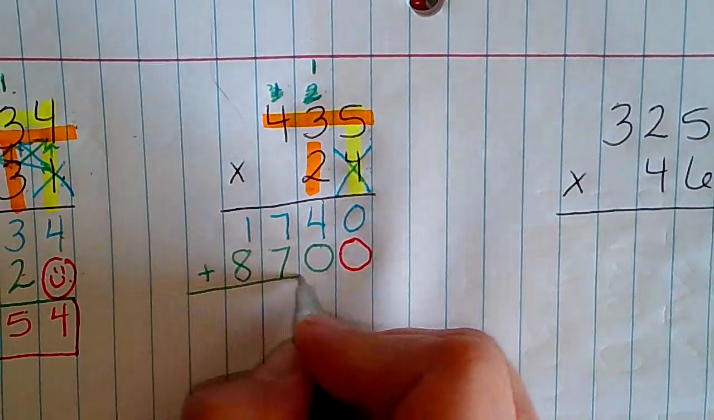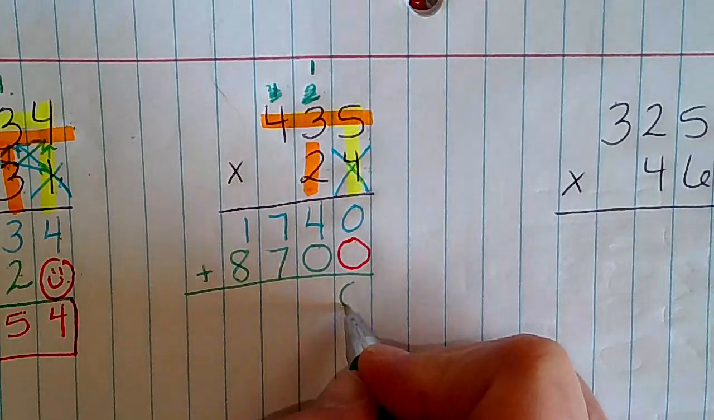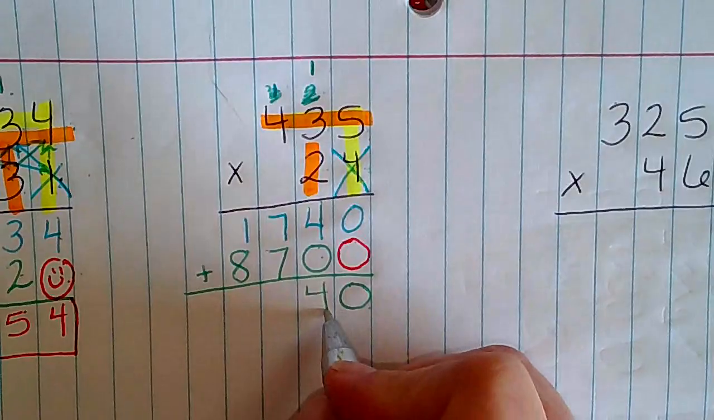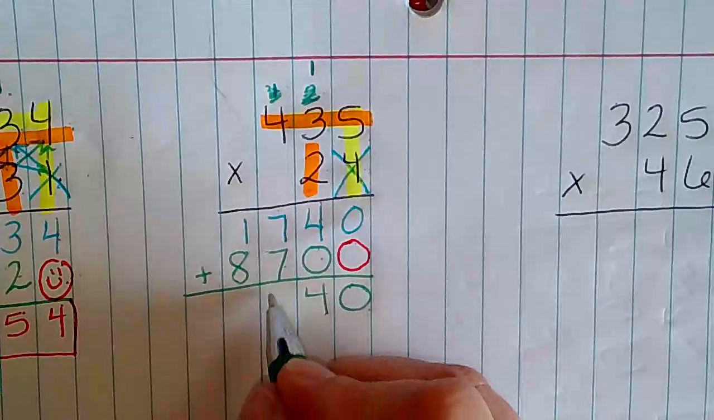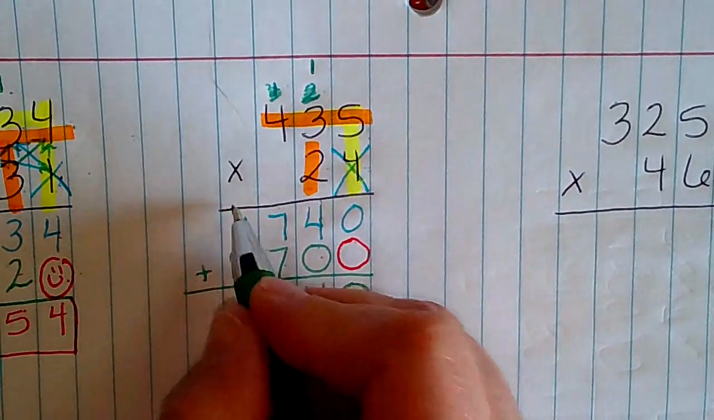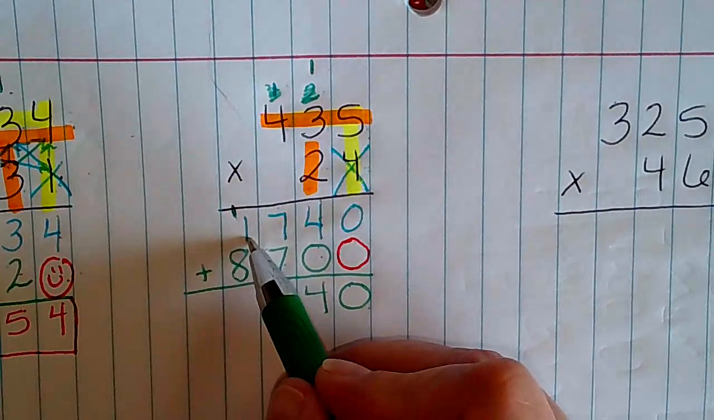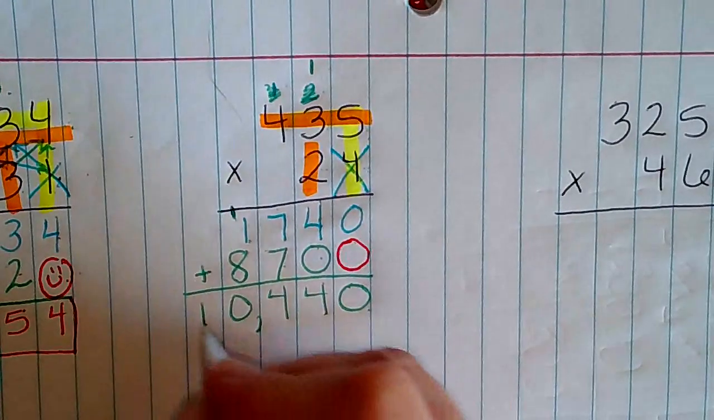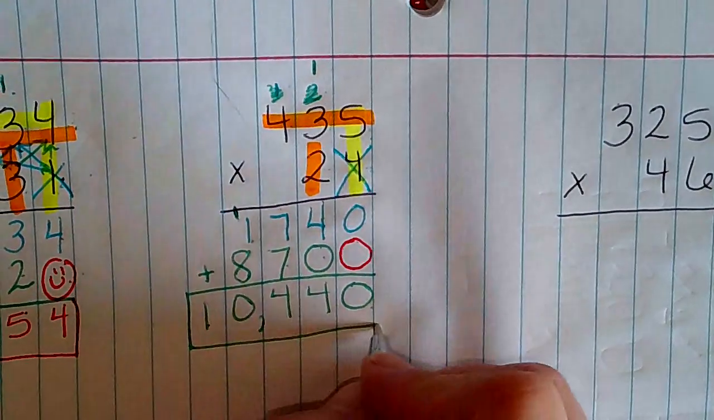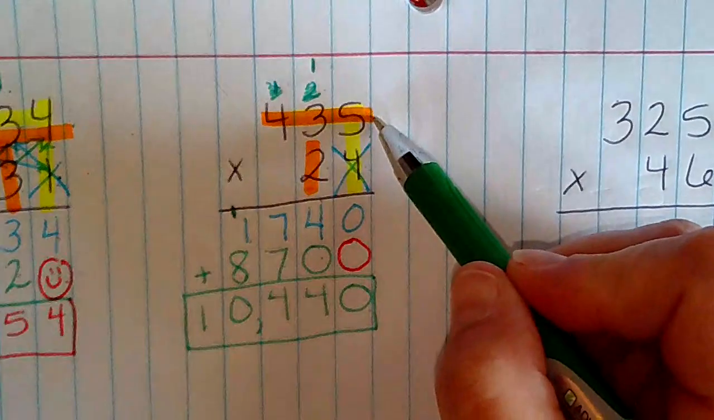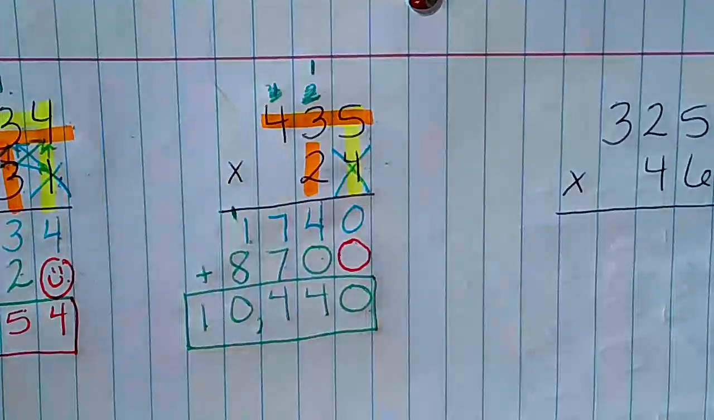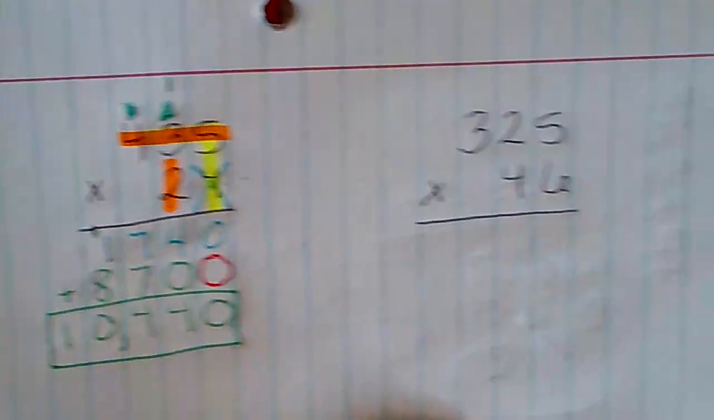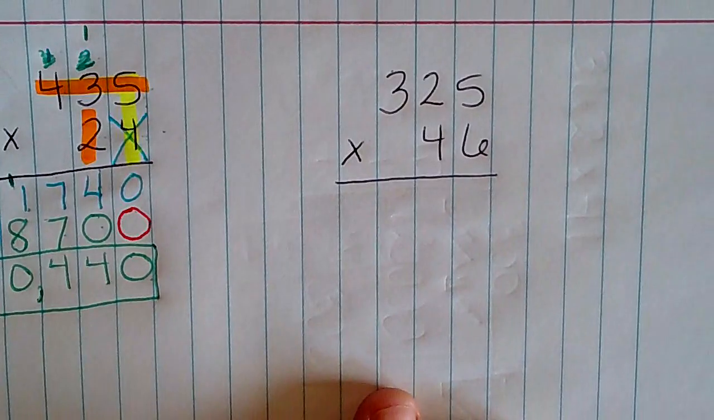Now we add. So 0 plus 0 is 0. 4 plus 0 is 4. 7 plus 7 is 14. Carry our 1. Then 8 plus 1 is 9. Plus our little extra guy up here is 10. So the product of 435 and 24 is 10,440. I have one more to do with you for practice today.